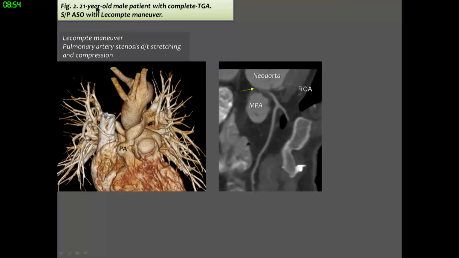This is a 21-year-old male patient with complete TGA. He underwent ASO with Lecompte maneuver. 3D VR image shows main and proximal branch PA stenosis due to overstretching by Lecompte maneuver. The implanted RCA shows interarterial course, and significant stenosis is noted at RCA ostium.